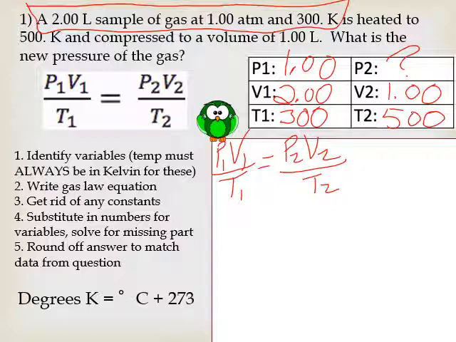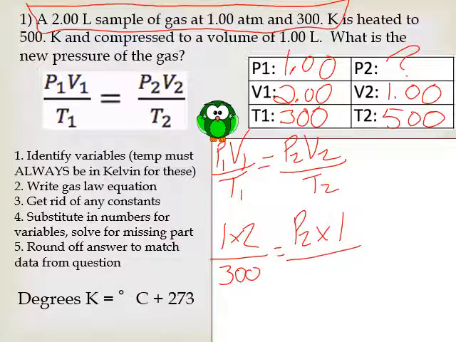Our P1 was just 1. I'm going to leave out the zeros, the 0.00. We can come back to that with the answer, but I'm just not going to write all those numbers for now, to save some space. So it's going to be P1 times V1, that's 1 times 2, divided by the starting temperature, which was 300. And that's going to be equal to our new pressure, which we don't know, so I'm just going to leave that as P2, times the new volume, which is 1, divided by our new temperature, which is 500. So now we'll just solve for P2.